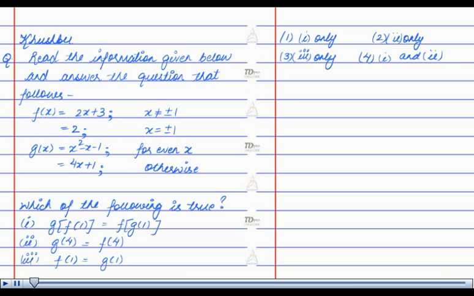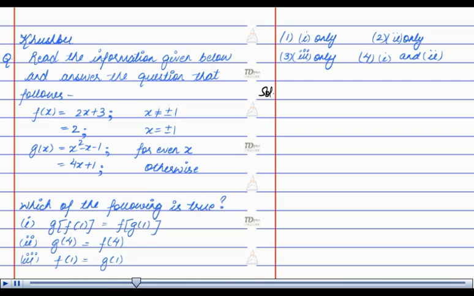Hello, I am Khushbu. The question is, read the information given below and answer the question that follows. f(x) = 2x + 3 when x ≠ ±1 and equal to 2 when x = ±1, and g(x) = x² - x - 1 for even x and equal to 4x + 1 otherwise. Which of the following is true? First, g(f(1)) = f(g(1)). Second, g(4) = f(4). And third, f(1) = g(1).